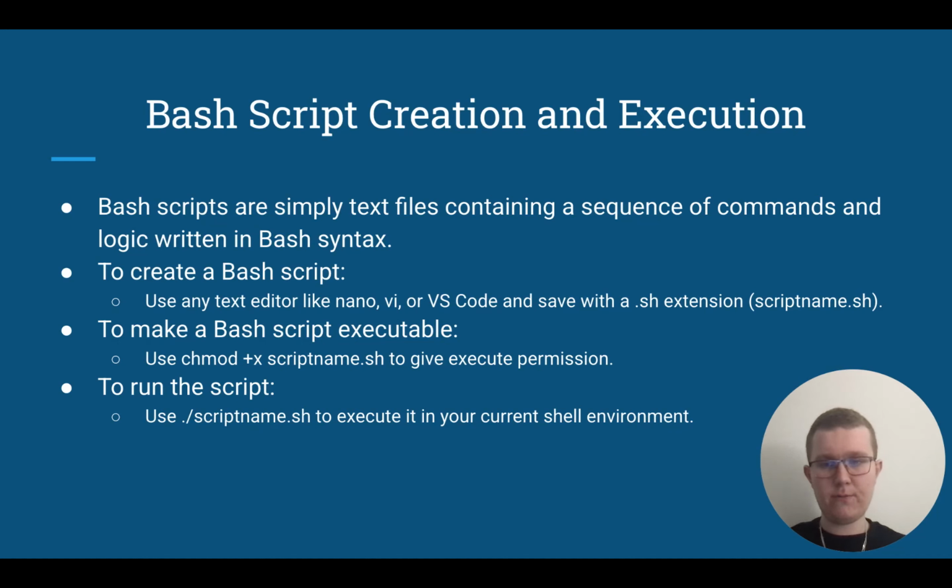To make it executable, you use the change mode command, and that is another command that we had gone over in my previous Linux series. So chmod plus x, and x stands for executable. So it gives whoever the execute permission with the file name script name.sh, and that's it. And then to be able to run the script, you use ./ with whatever the name of the file is, script name.sh, to execute it in the current shell environment.